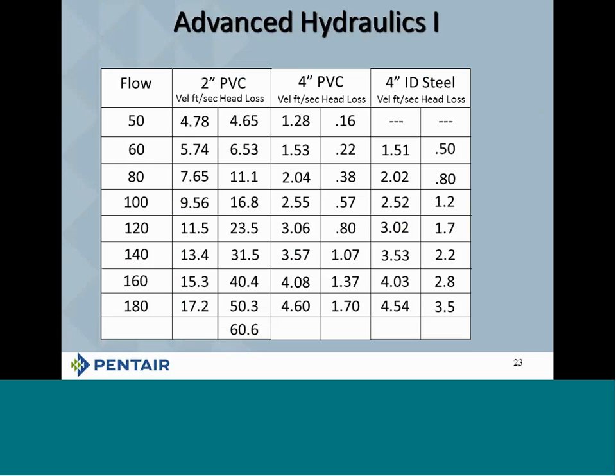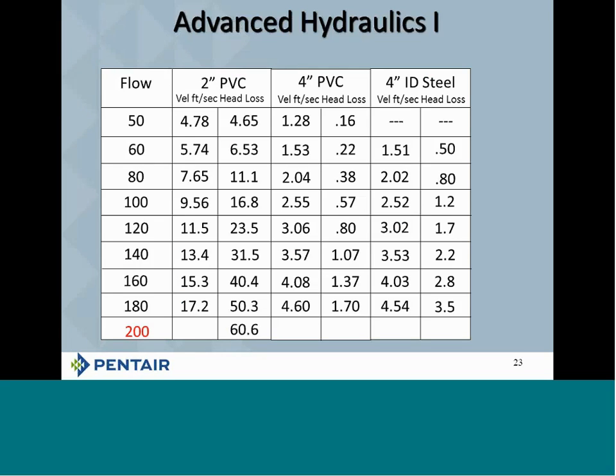Each of the pipe sizes is divided into two columns. One is velocity in feet per second, the other is your head loss per 100 feet of pipe. All right? Now, we're going to talk about 200 gallons a minute. That is a lot of water.